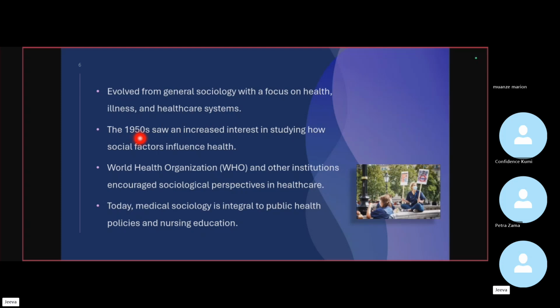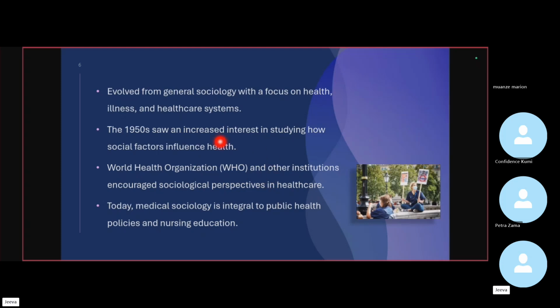As I told you, in the 1950s there was an increased interest in studying how social factors influence health. That is how medical sociology evolved. People got an interest in studying various social factors and how they influence people's health. Later, different organizations like the World Health Organization and UNICEF, and different institutions, also encouraged these social perspectives in the healthcare system.